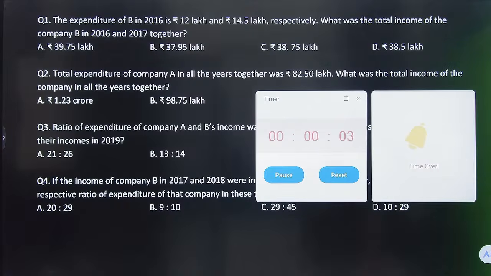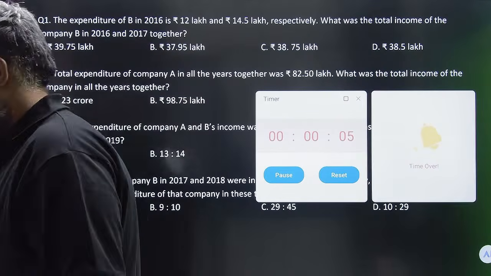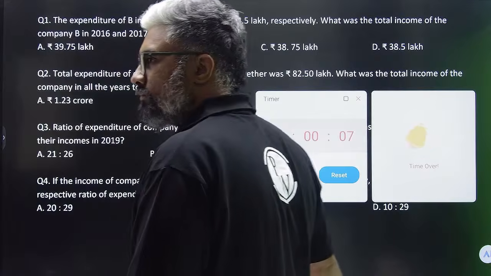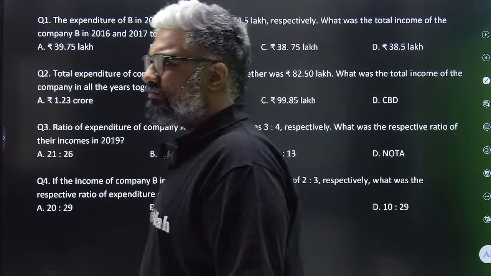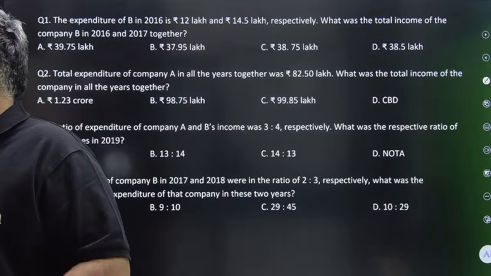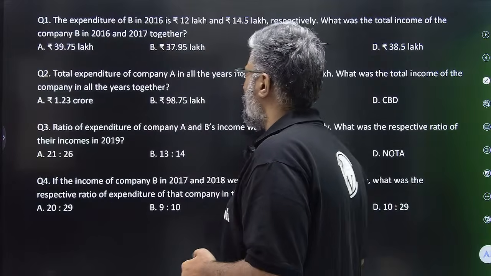Done? Yes, I think that's a personal choice if you want to make the table or not. Completely on you if you want to make the table or not.